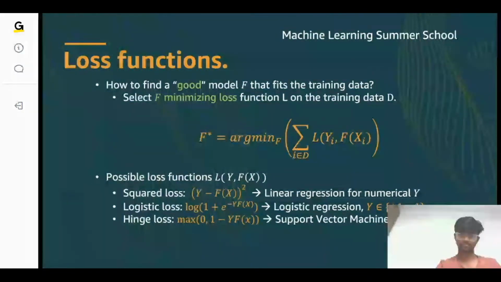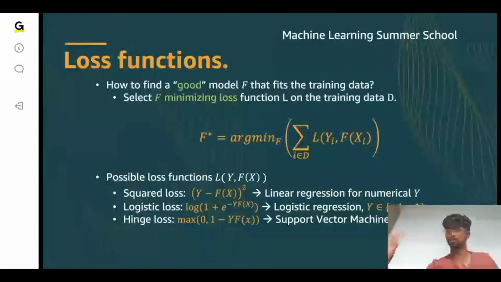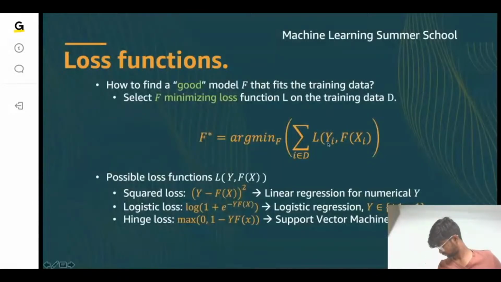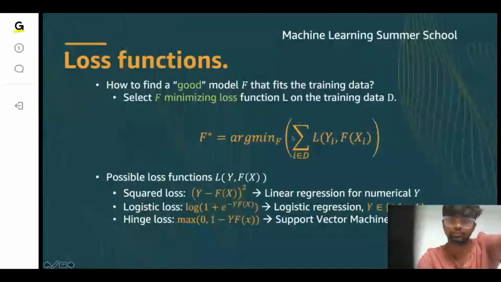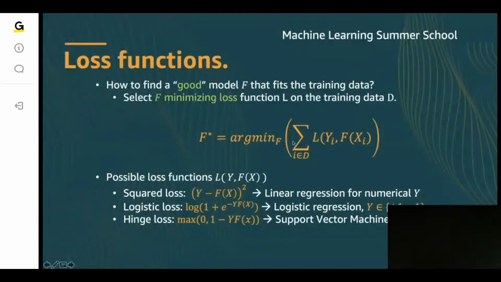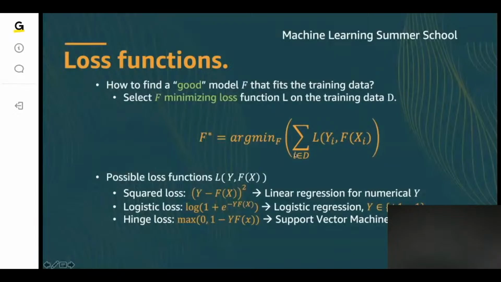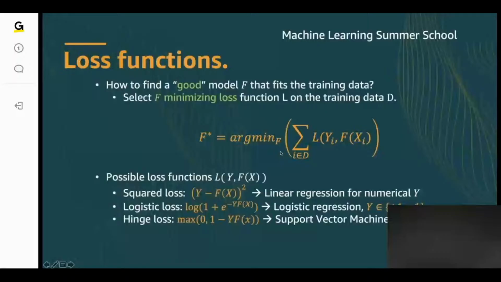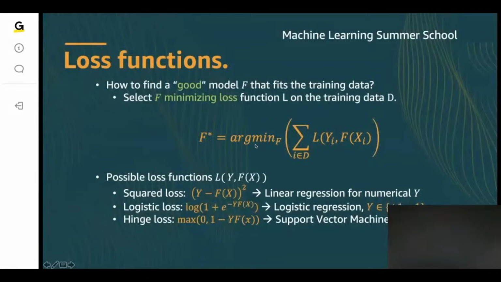With modeling, you also have to tell how good or bad the function is on a given data set D. And what we are doing here is computing this loss on each of the samples and summing it up on the training data D. And then we want the function which minimizes this objective function.